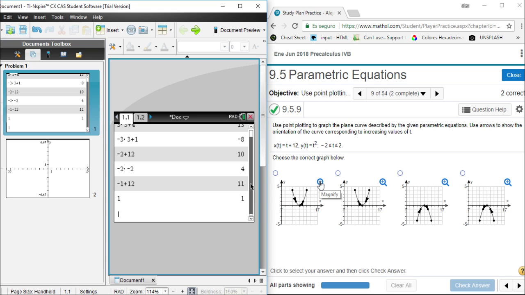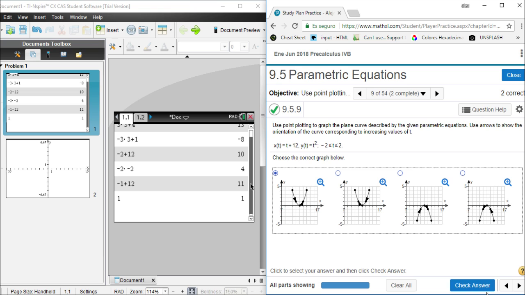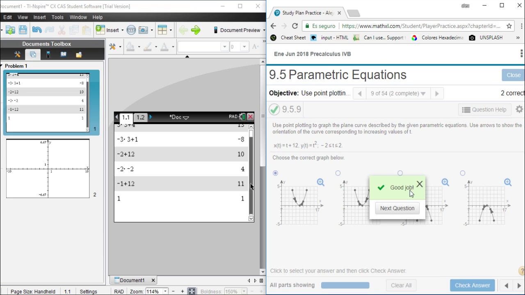Both of them are correct, but we can assume that this one is increasing this way, and this one is increasing the other way, so we need to choose the one that is increasing correctly. So this is minus 2, this one is minus 1, so this one will be 0, 1, and 2, and it will increase. So this one needs to be the correct answer. Okay, it's correct. Let's go to the next question.